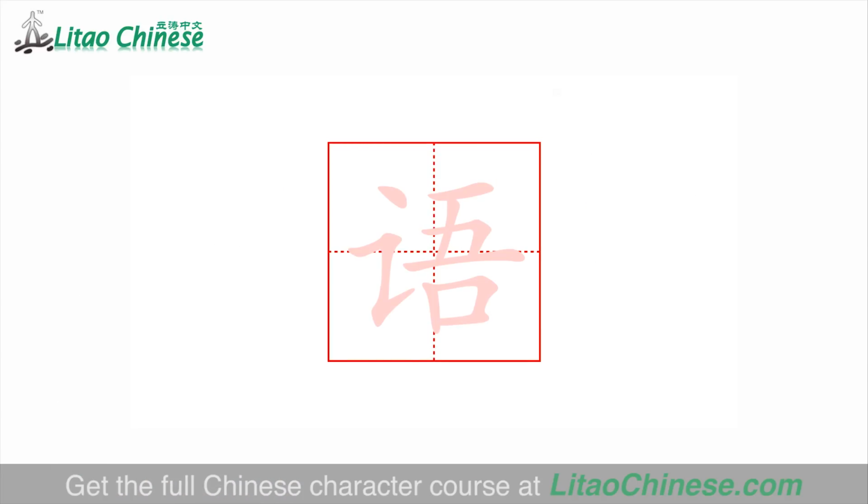Here is the correct stroke order of 语. Write the left part first. 点, héngzhétí. Then the upper right part 五, heng, 竖 héngzhé, heng. The lower right part 口, 竖 héngzhé, heng. 9 strokes in total. One more time. 点 héngzhétí, heng, 竖 héngzhé, heng, 竖 héngzhé, heng. 语, language.